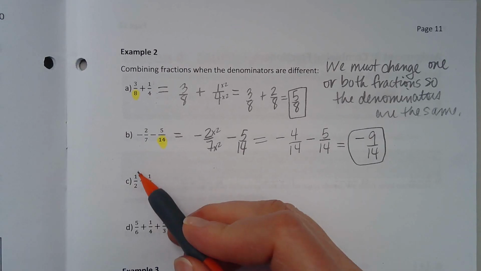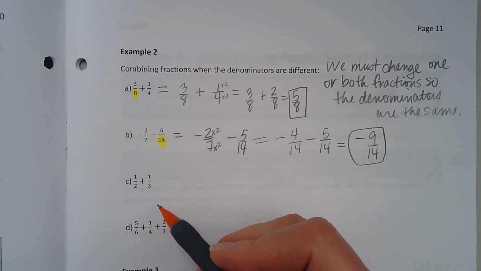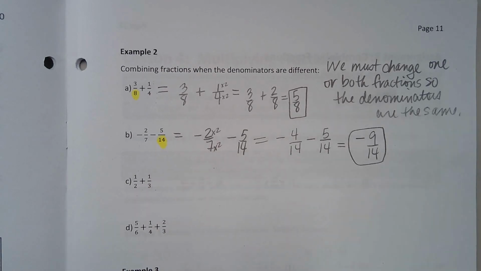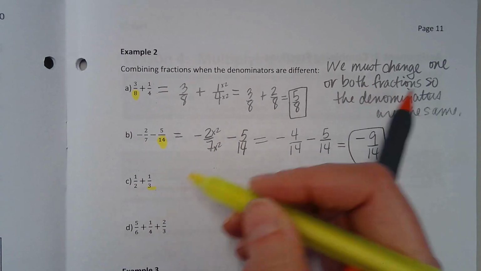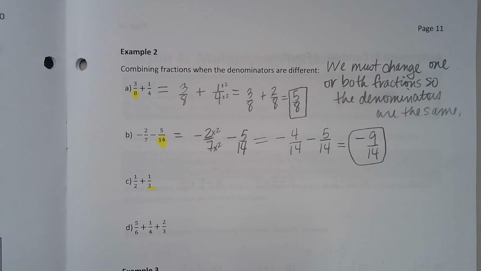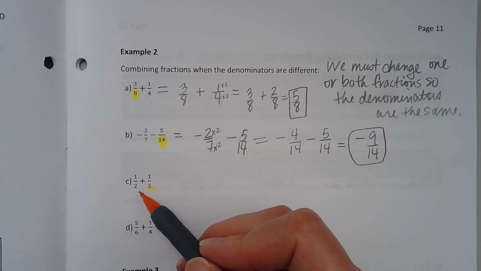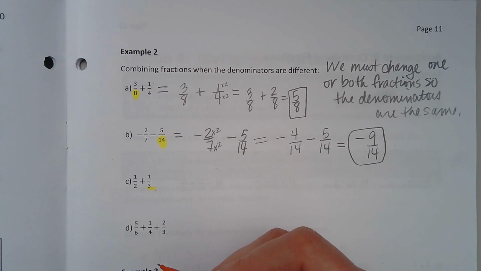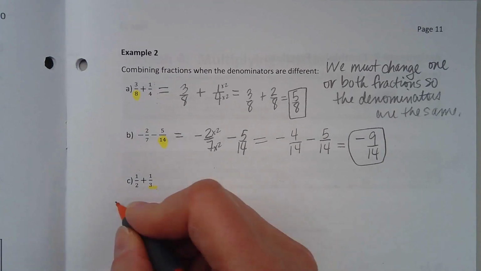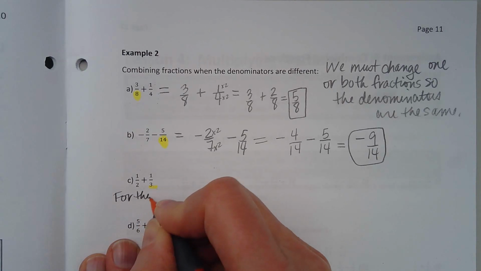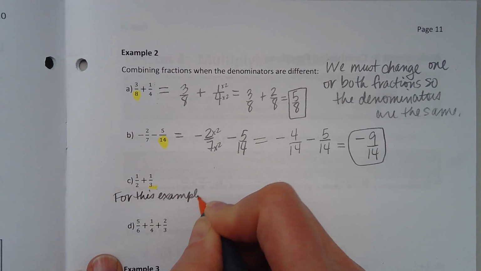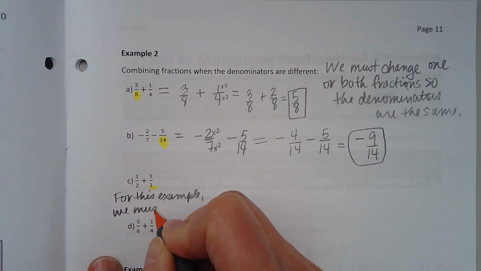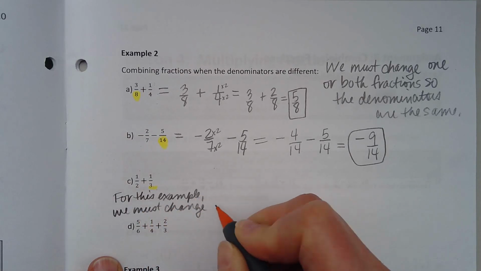Okay, now I have 1/2 plus 1/3. Got to change these, they're not the same. I look at my biggest number and it's 3. Could 3 be the denominator? No, 'cause there's no way I convert, like if I double the 2, I get a 4. There's no way I can convert 2 into a denominator of 3. So I have to change both. Agreed? So for this example, we must change both denominators.